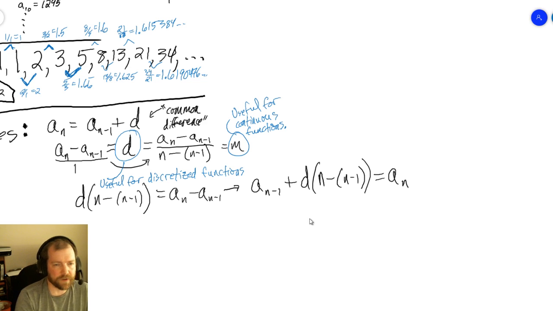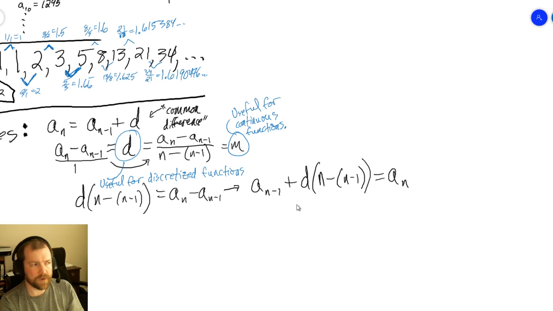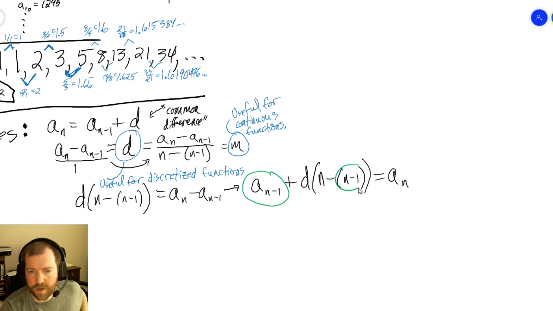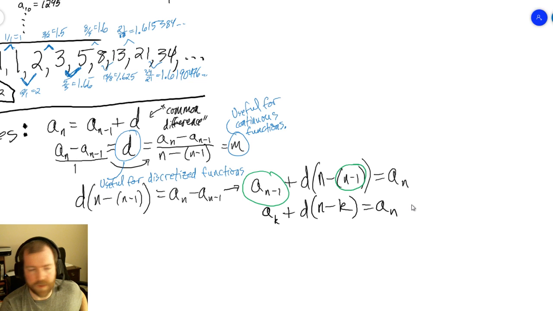Well, just like with linear functions, it doesn't actually matter which term we're using or what second point we're using in order to find a linear function. So here, instead of using a sub n minus 1 and n minus 1 as my secondary x comma y, what we can actually do is just say, let's let this be any different value. Let's have it not be dependent upon n. Let's have this be a sub k. So a sub k plus d times parentheses n minus k is going to be equal to a sub n.